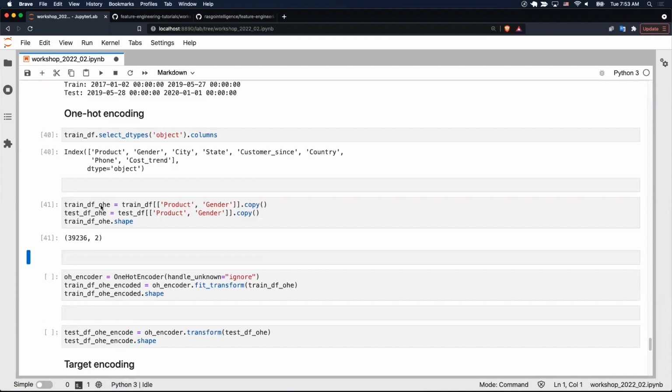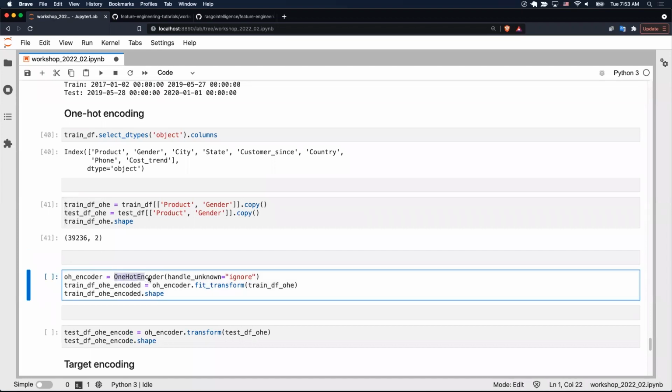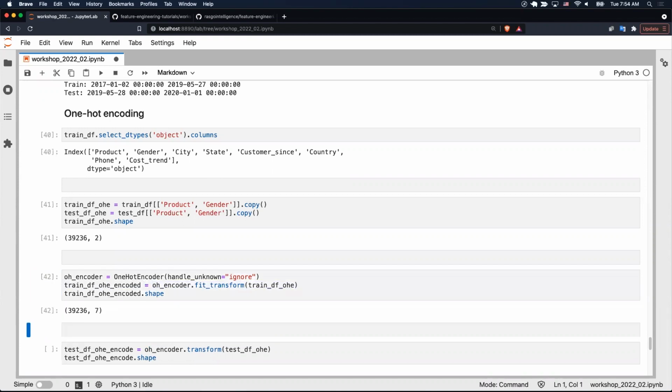So I now have a data set that contains only 2 columns. I'm going to use scikit-learn's one hot encoder. I'm going to ignore unknown variables. You can look up what that means. I'm going to take my training data set and I'm going to fit the one hot encoder and encode the training data all in one step, save it. And I've gone from the 2 columns, product and gender, to 7 different columns.